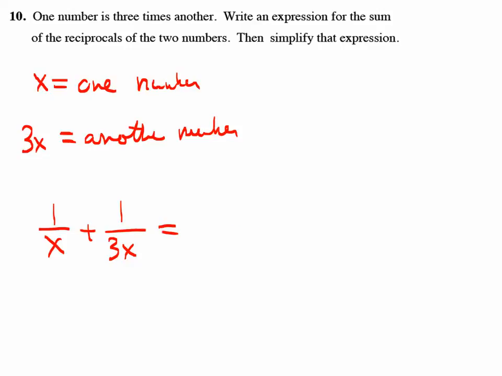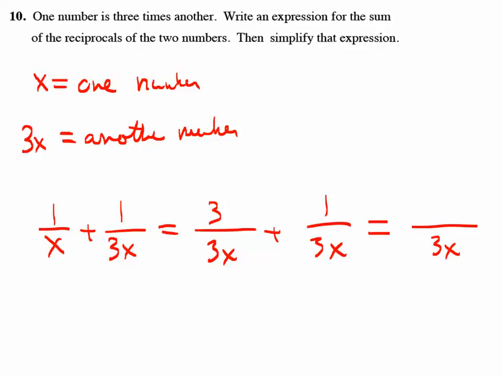3x over here, 3x over here. So the first fraction needs to be multiplied by 3. The second fraction stays the same and has the common denominator of 3x on the bottom with a 4 on top. 3 plus 1 is a 4. And there's my final answer.